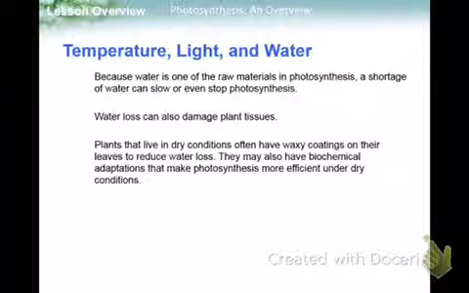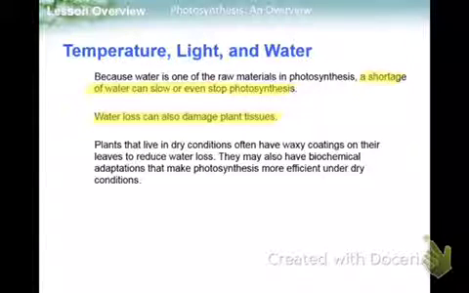Because water is one of the raw materials in photosynthesis, a shortage of water can slow or even stop it. Water loss can also damage plant tissues. Plants that live in dry conditions have adaptations, waxy coatings on their leaves to reduce water loss. They can have biochemical adaptations that make photosynthesis more efficient under dry conditions.